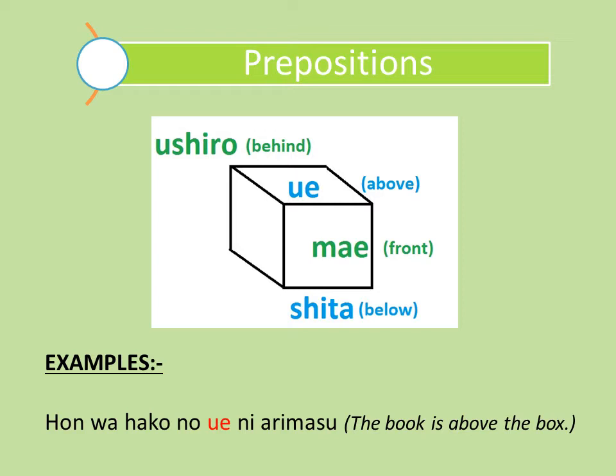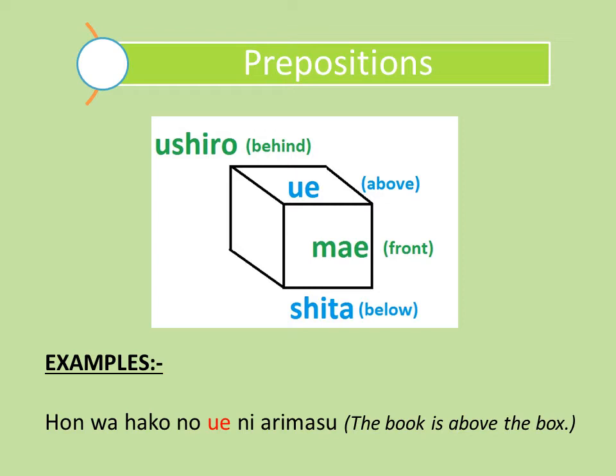In the picture, you could see there is a box. We call box hako, and it has faces, right? So the top face, or if any object is above it, we say ue. If anything is below it, then we say shita. If anything is in front of it, we say mae, and if anything is behind it, then we say ushiro.